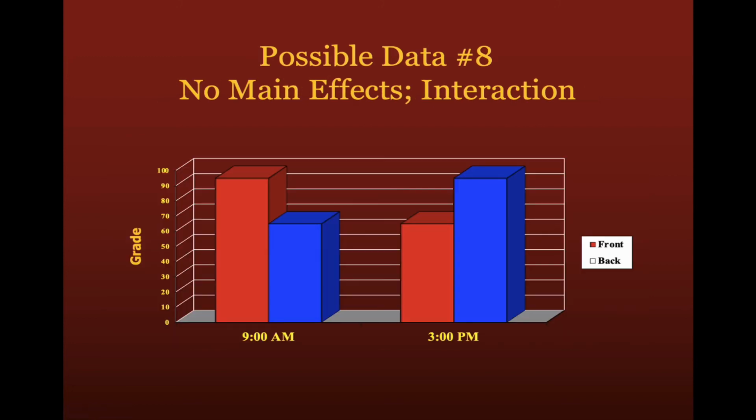If you have a bar graph, again, there's no main effects, but there's this interaction. At 9 o'clock, students in the front are doing better than students in the back. At 3 o'clock, students in the back are doing better than students in the front.